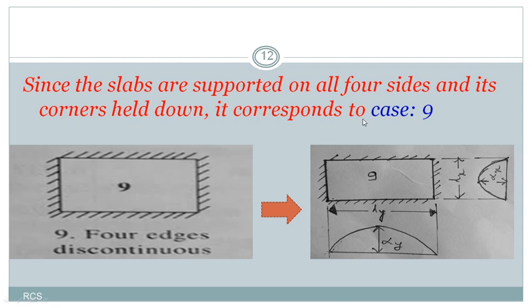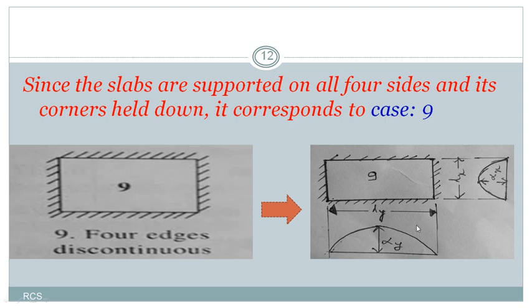So with respect to case number 9, if you see here, all four edges of the slab are discontinuous. If I draw the bending moment diagram for this, I will get along the longer direction like this, and along the shorter direction like this. There are no continuous edges along the left-hand or right-hand side of the slab, so we'll get only positive bending moment along the y direction and x direction.